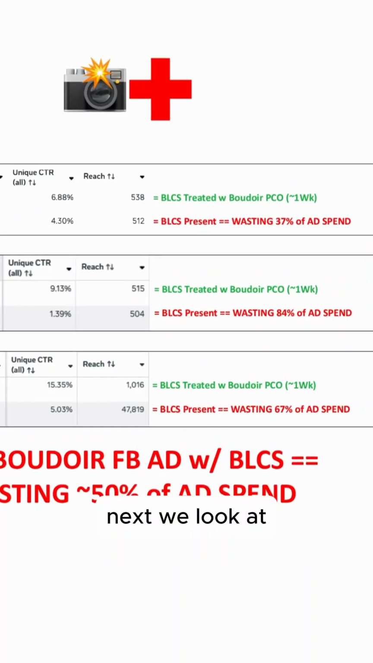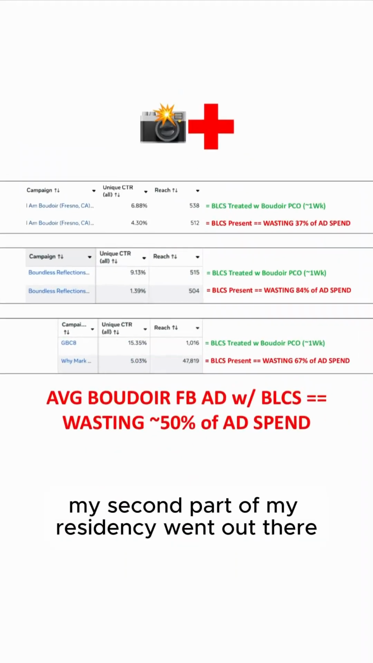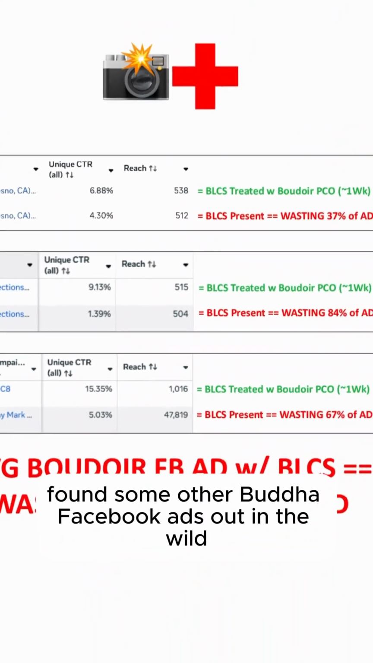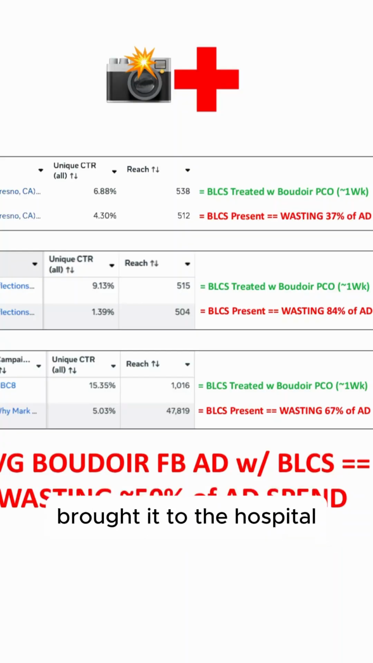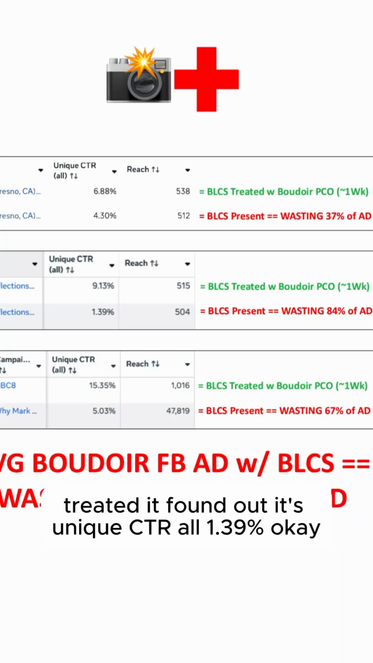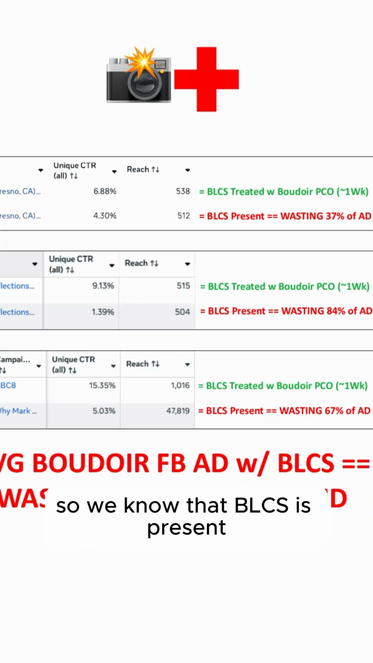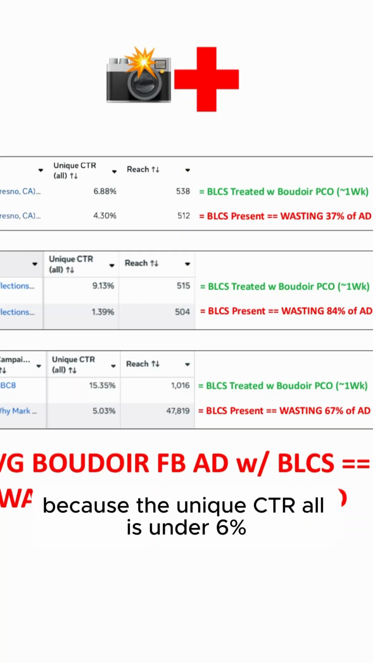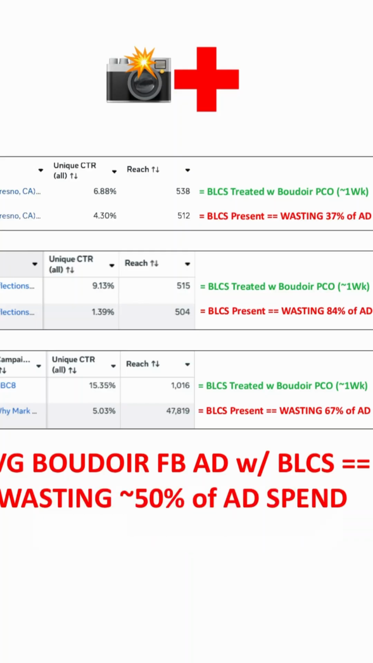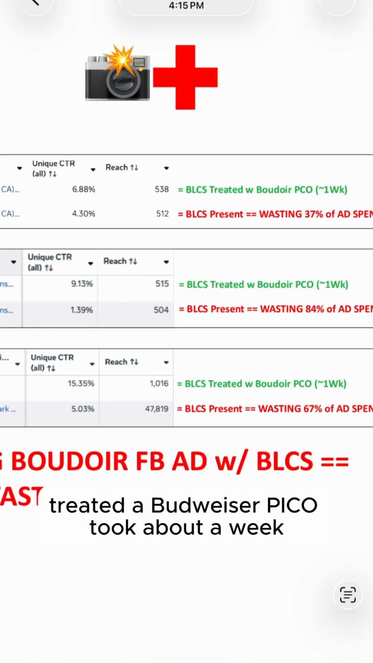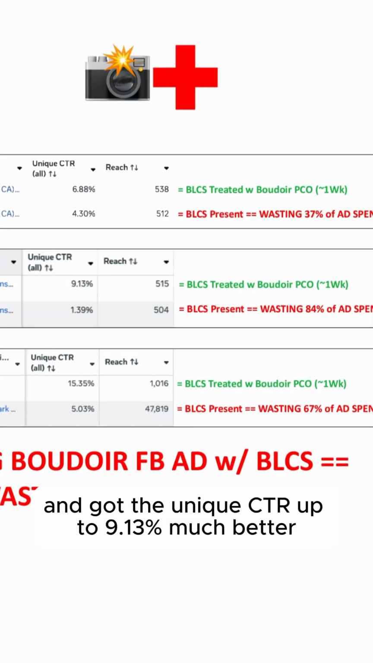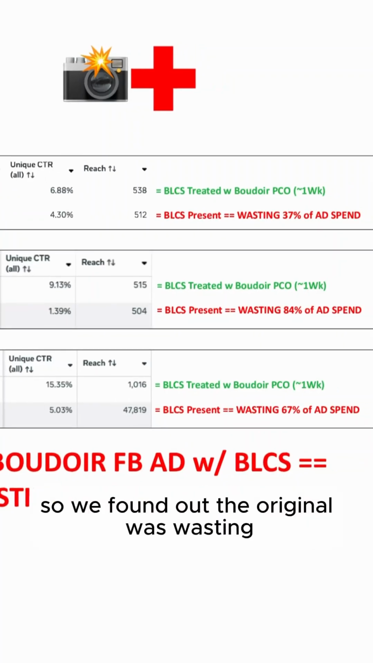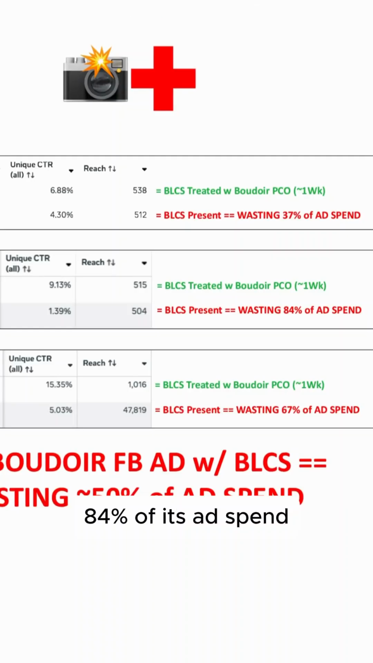All right, next we look at the second part of my residency. I went out there and found some other Boudoir Facebook ads out in the wild. Found the second one, brought it to the hospital, treated it, found out its unique CTR all was 1.39%. Okay, so we know that BLCS is present because the unique CTR all is under 6%. So I duplicated it, treated it with Boudoir Pico, took about a week, and got the unique CTR all up to 9.13%, much better. So we found out the original was wasting 84% of its ad spend.